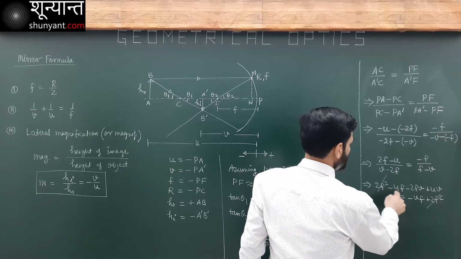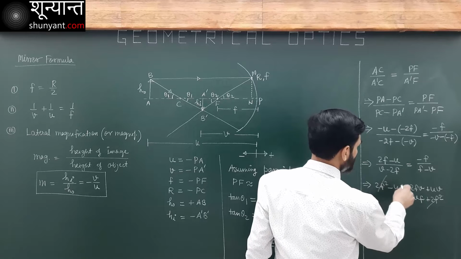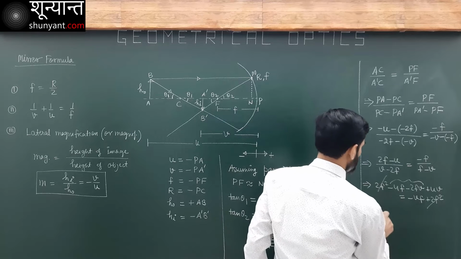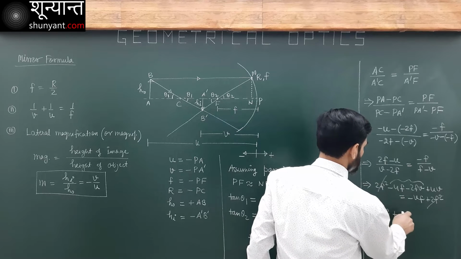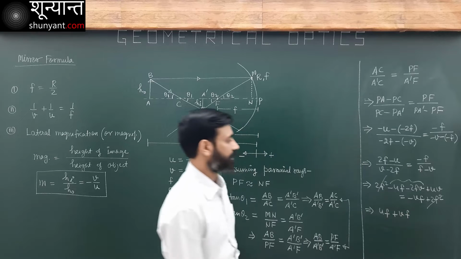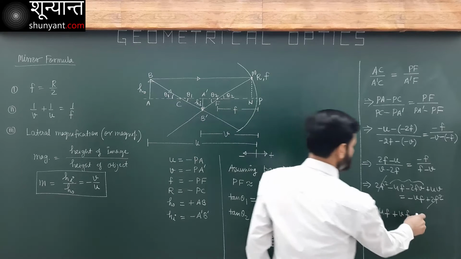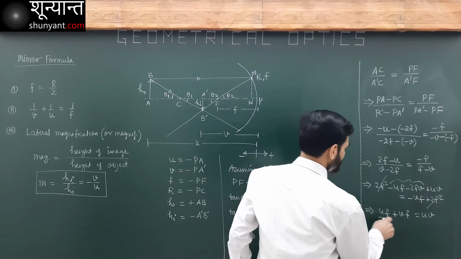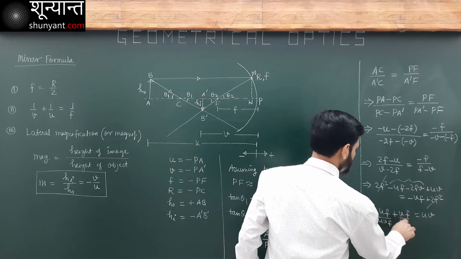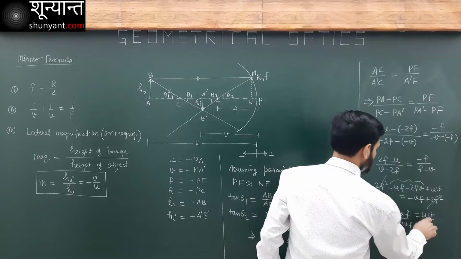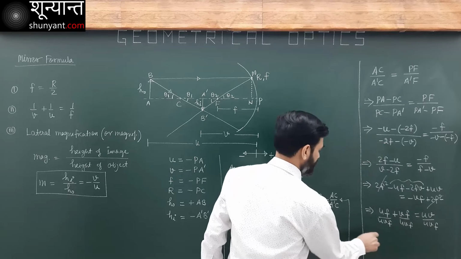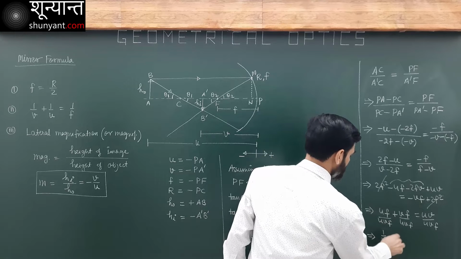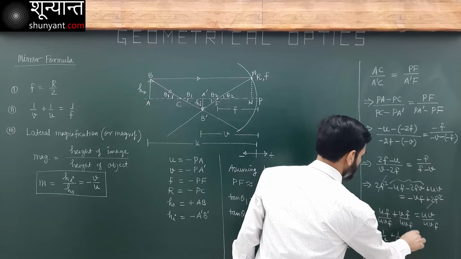What I have is UF, if I take both on the other side, it becomes UF plus VF is equal to UV. Now divide all of them by UVF. What do I get? This is 1 over V plus 1 over U is equal to 1 over F.